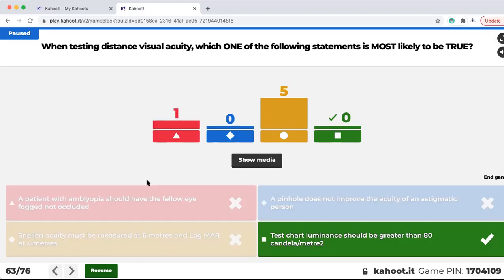To be honest, I forgot the luminance. So what I knew was only this. The other two I knew were wrong. Yeah, I agree with you that this is a difficult question. Me neither. I didn't know this piece of information. I haven't read it before, but when I looked for it, I found that this is a standard for this test acuity chart. Okay, thank you.